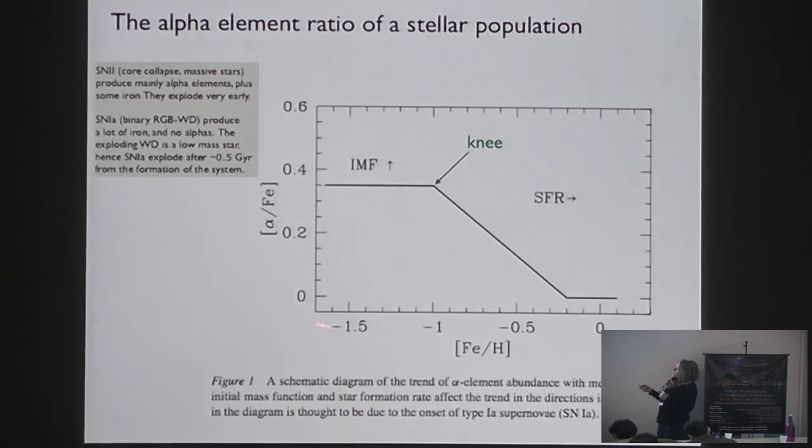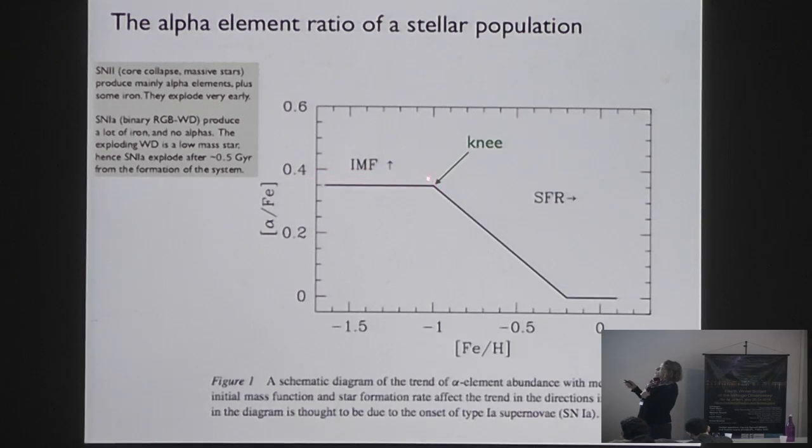Keep in mind that this axis is roughly an axis of time because, as we discussed yesterday, the iron content of a stellar population increases if you keep forming stars. So the stars that are on this side of the plot are the stars that formed later from an enriched material, while the stars that are on this other side of the plot are the stars that formed first from a more pristine material. So this is kind of a time axis.